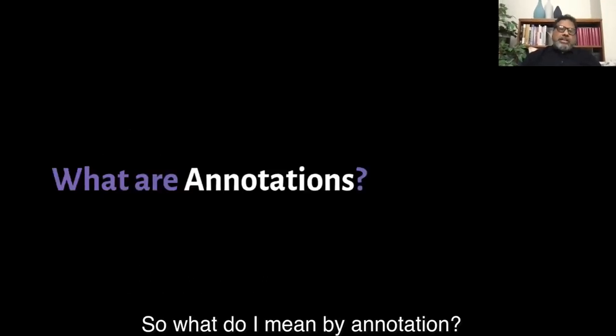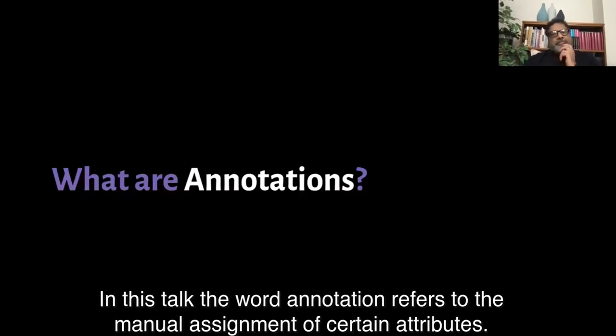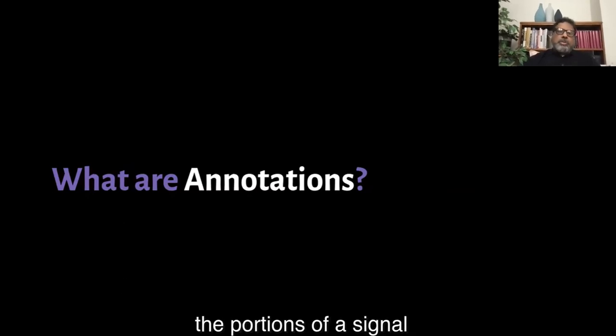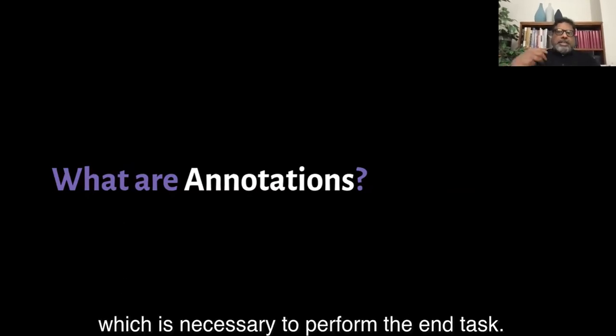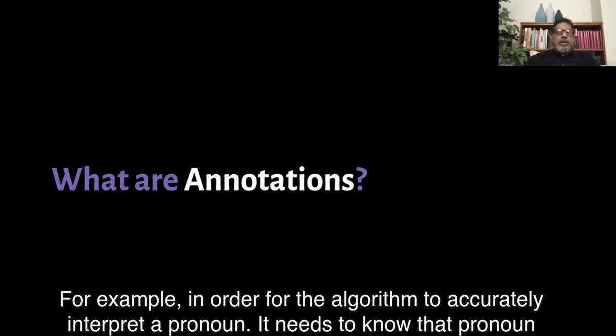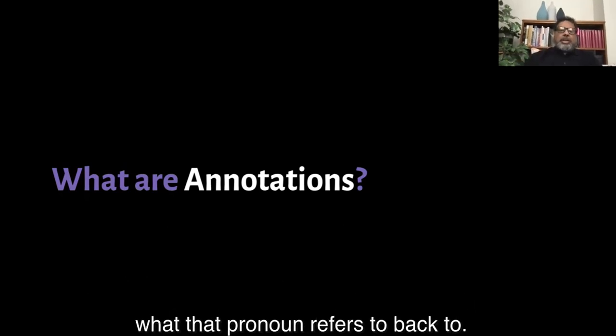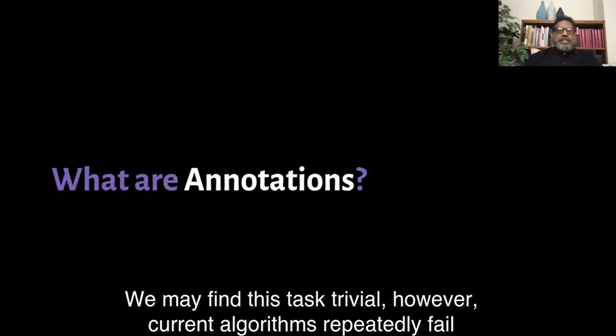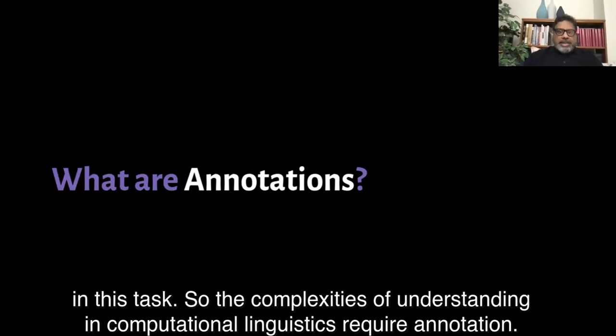So what do I mean by annotation? In this talk, the word annotation refers to the manual assignment of certain attributes to portions of a signal, which is necessary to perform the end task. For example, in order for the algorithm to accurately interpret a pronoun, it needs to know what that pronoun refers back to. We may find this task trivial. However, current algorithms repeatedly fail in this task. So the complexities of understanding in computational linguistics require annotation.